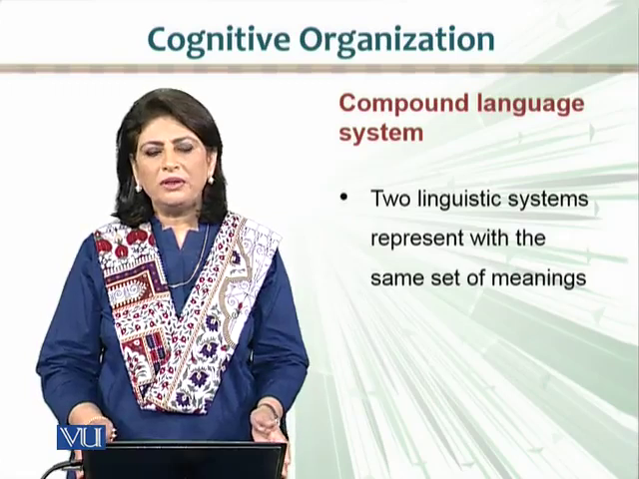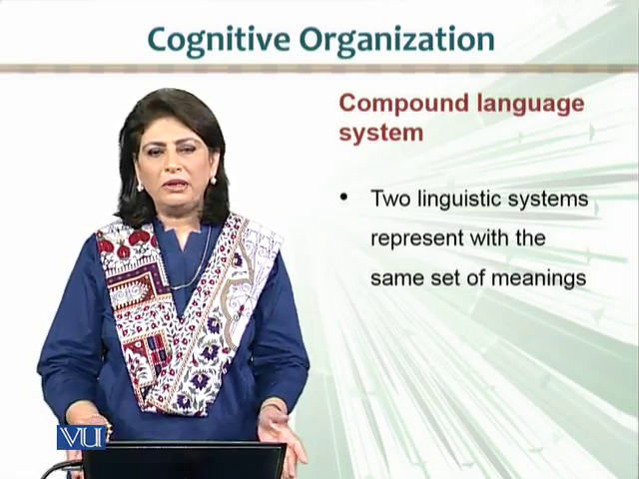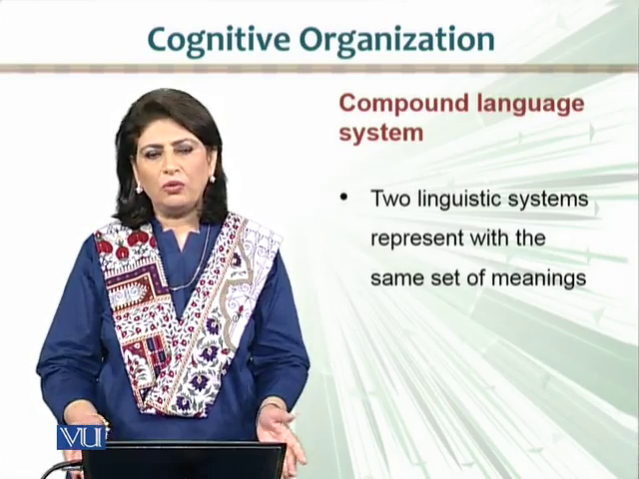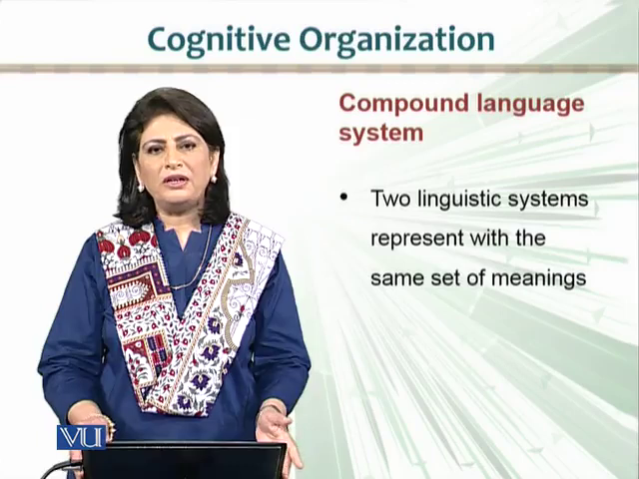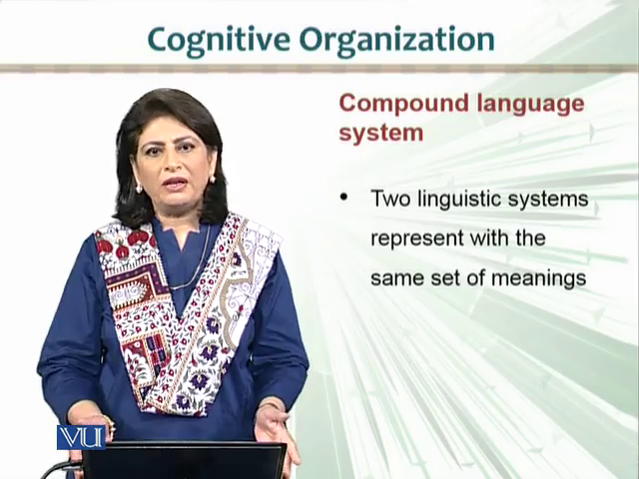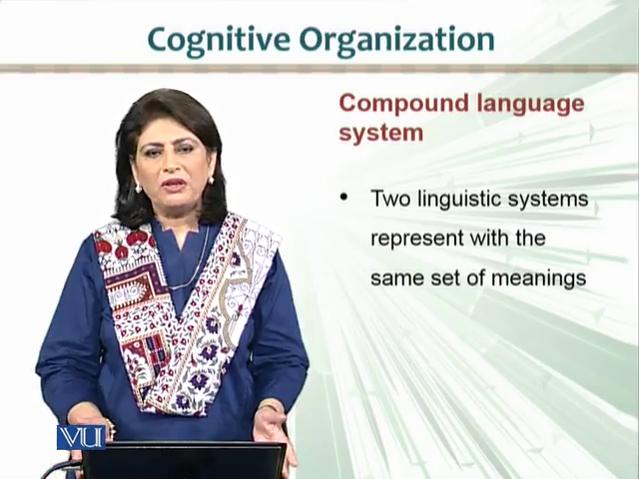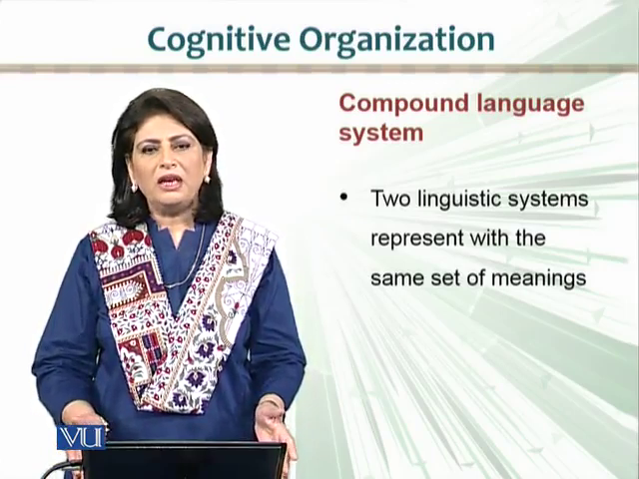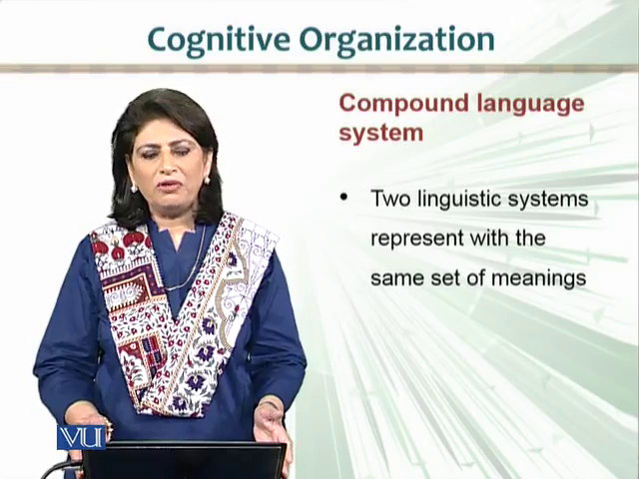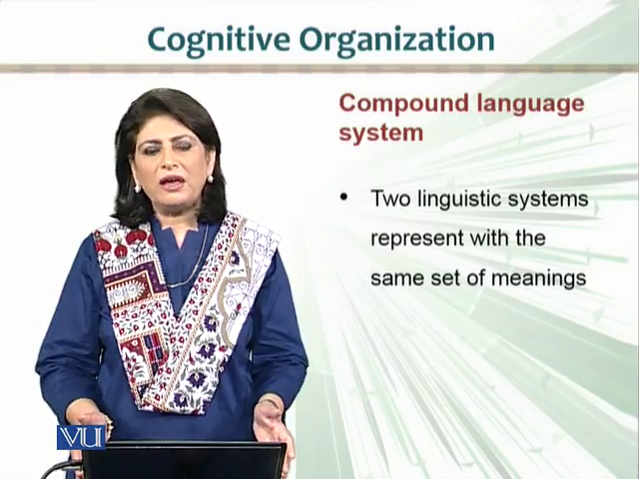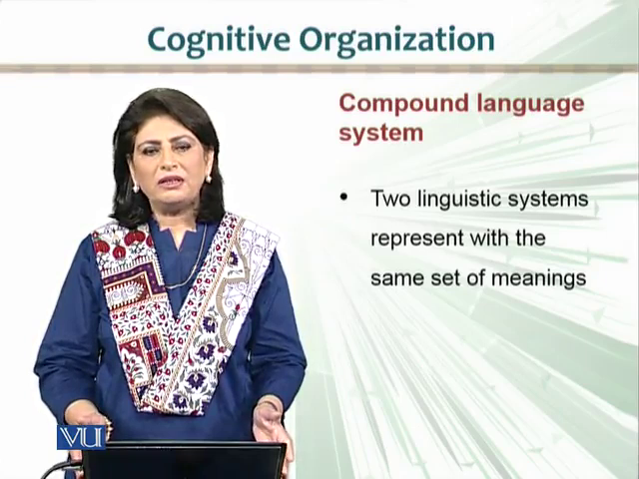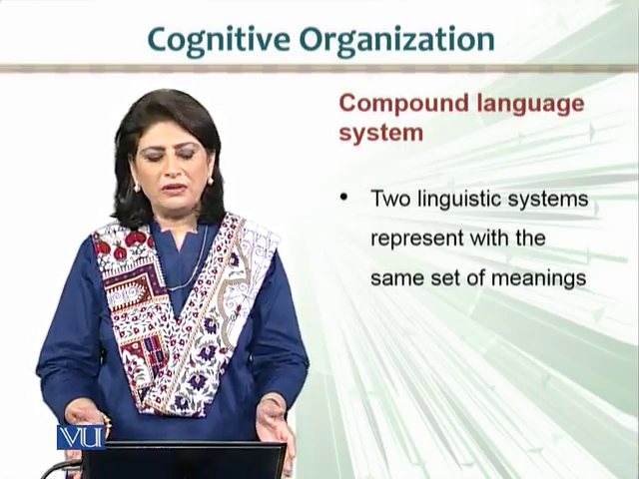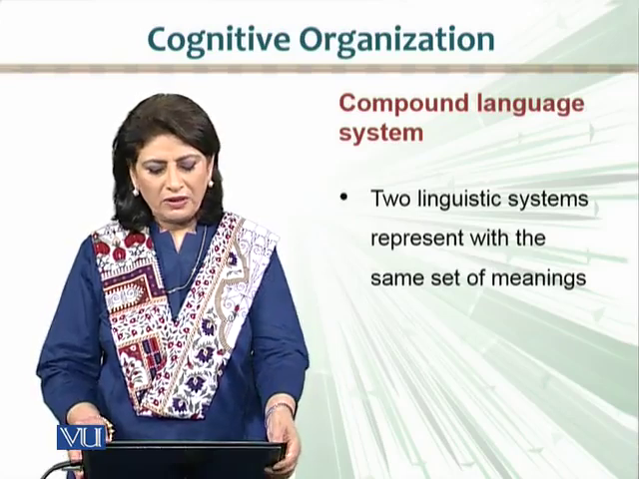For example, you have this word table in English, and you have this word maze in Urdu, and they represent the same reality. So this would be called a compound language system, in which most of the language that you are using is actually representing the same function or same idea or the same reality.